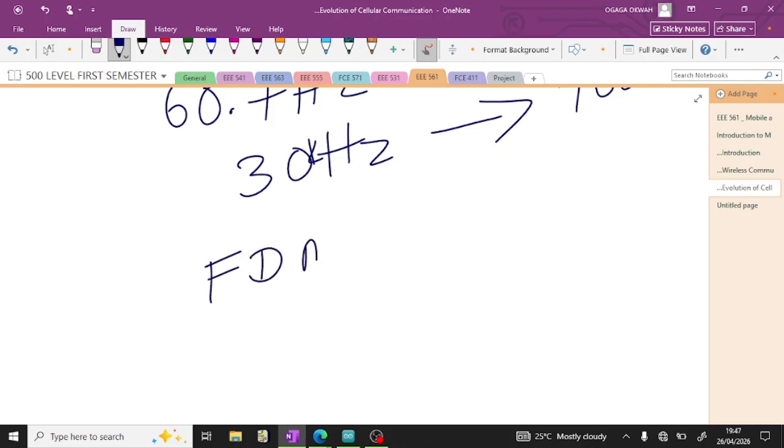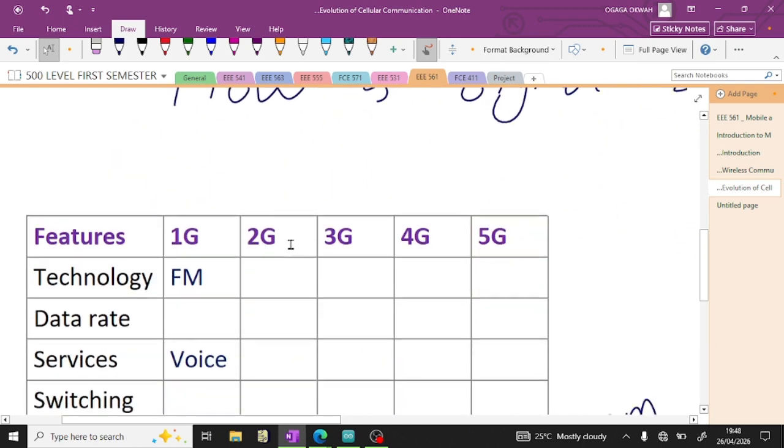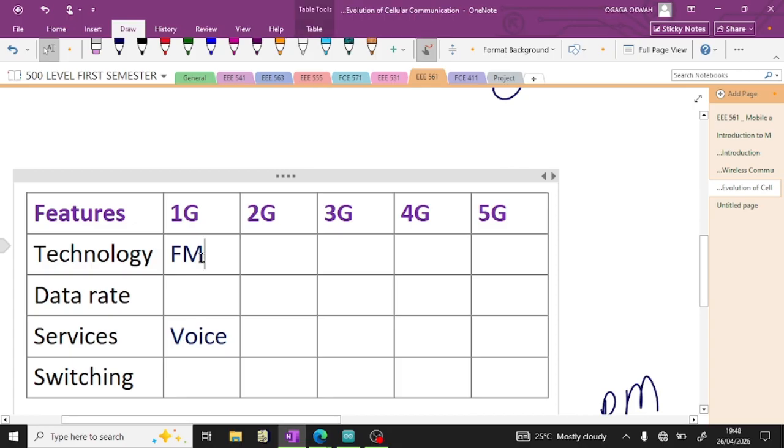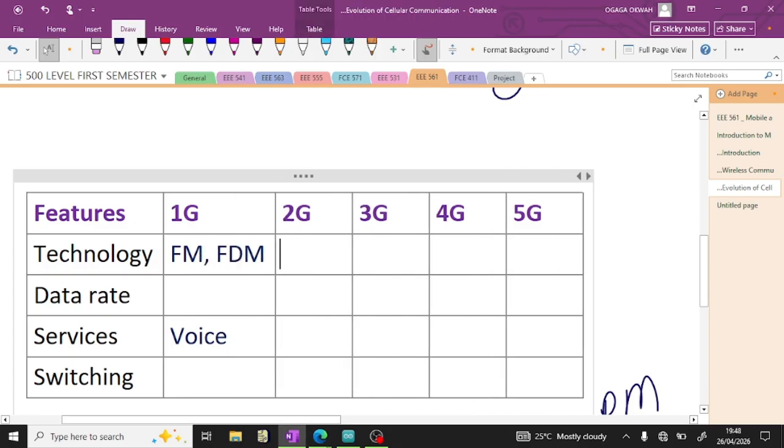division, multiple what? Access. So in order for many people, a lot of users, because people want to communicate, okay? So in order for multiple users to access this, in the first generation, for multiple users to make use of the cellular system, we have to do what? Divide the frequency. So that technology is known as what? Frequency division multiple access. Okay, so let me now have this one here as FDMA.